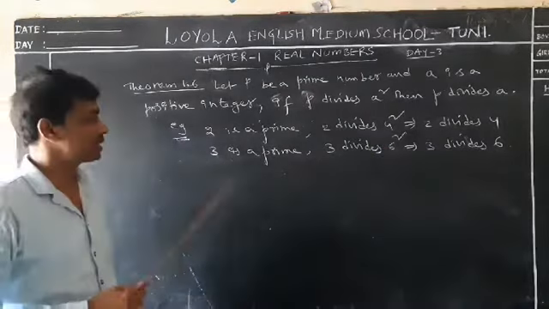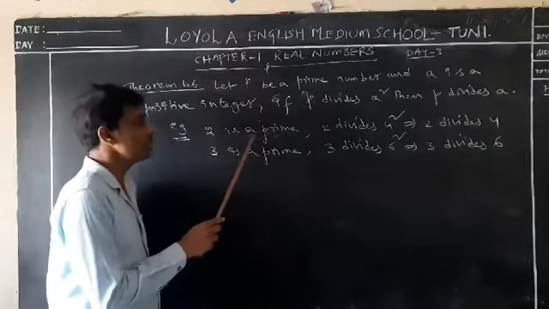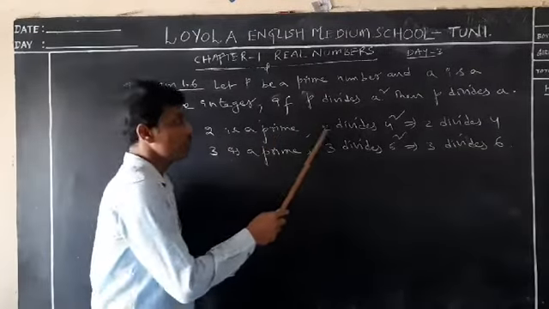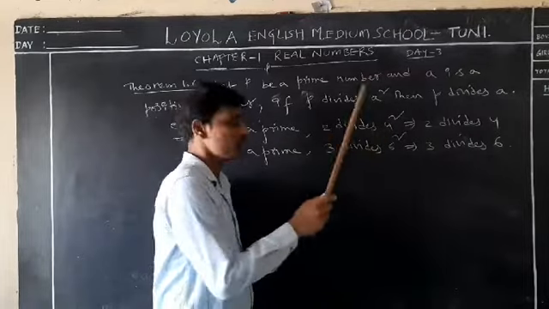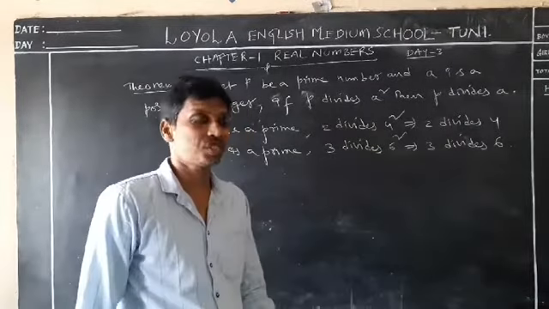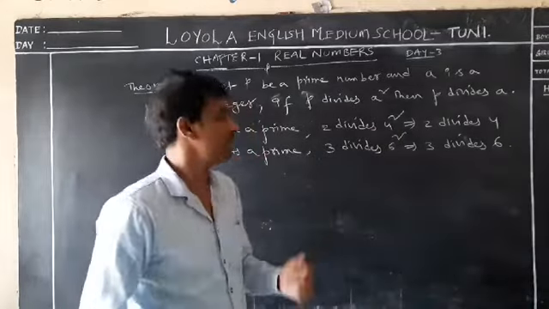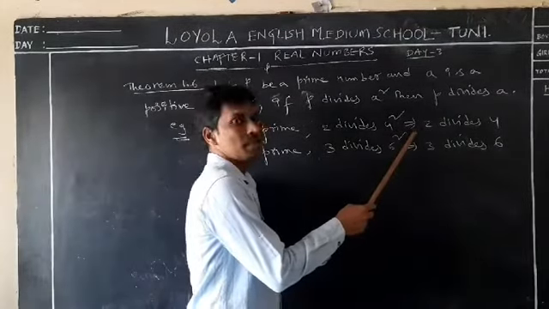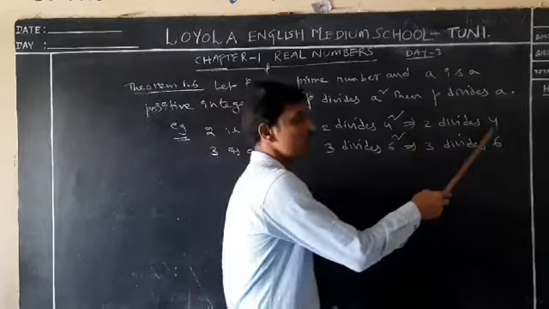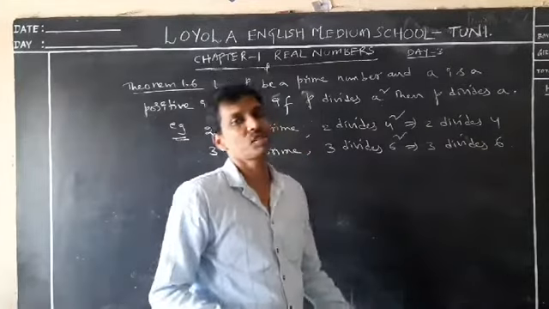Let me go through some examples. Here 2 is a prime number. Does 2 divide 4 square or not? 4 square value is 16. How many times is 2 possible in 16? 8 times possible. Which implies 2 divides 4 or not? Yes, 2 divides 4 also.